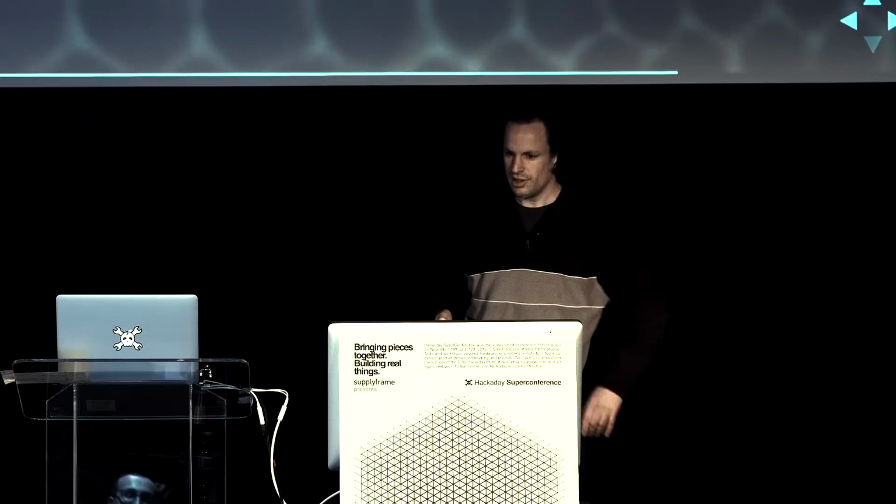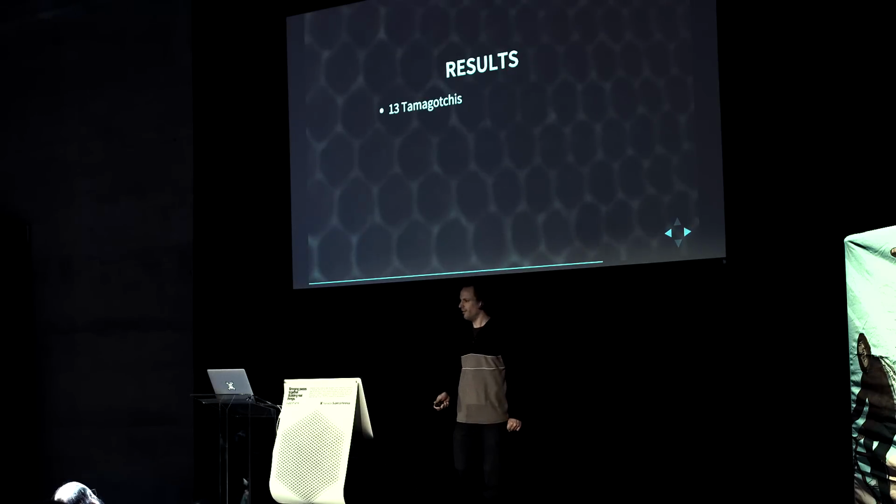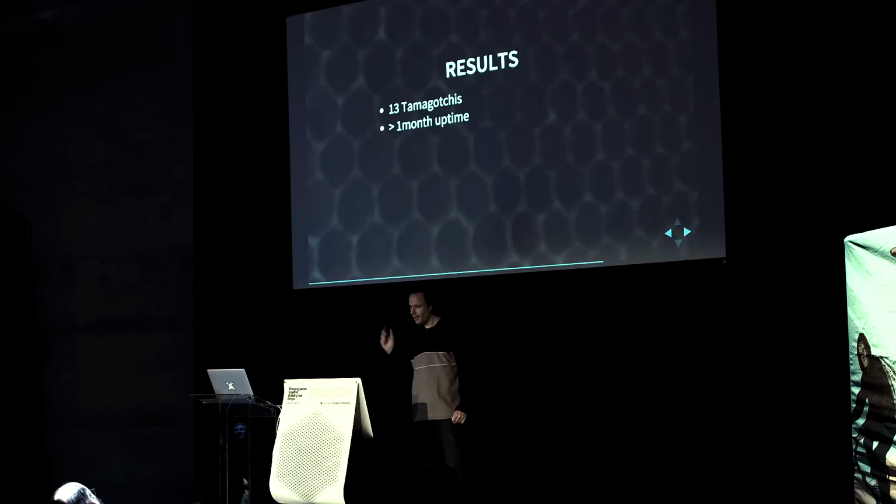So the result: I have got at this moment 13 Tamagotchis running on the Tamagotchi Hive. The Tamagotchi Hive has more than 1 month of uptime. That would be more, but unfortunately a RAM chip crapped out halfway. So you can't do too much about that.